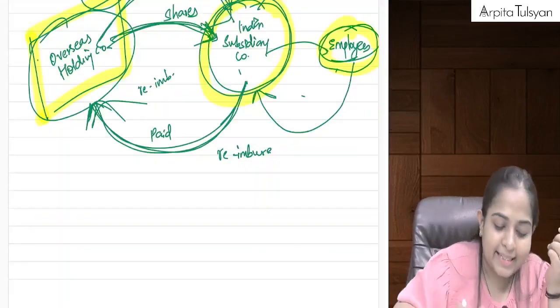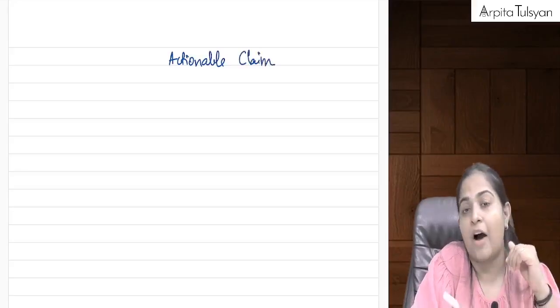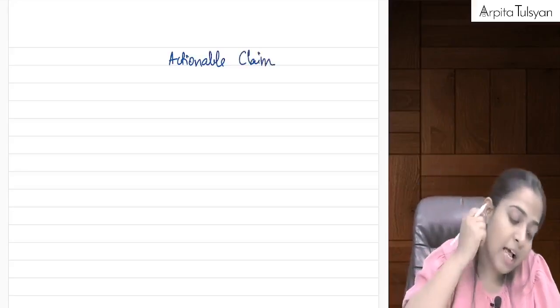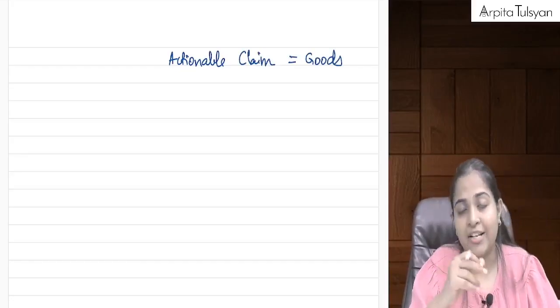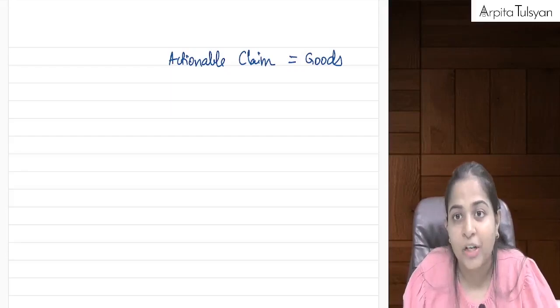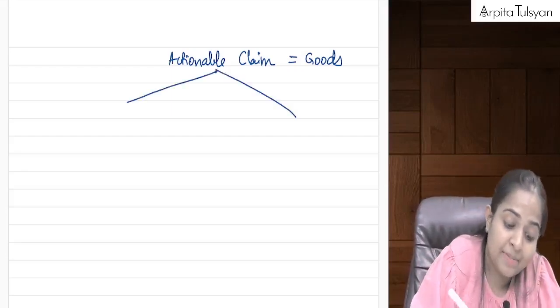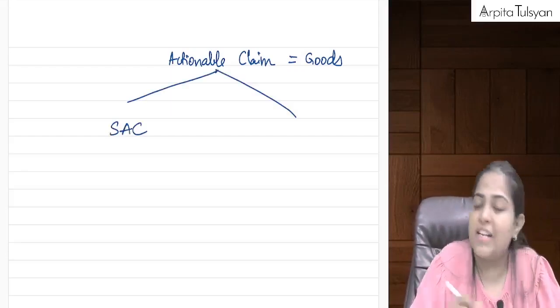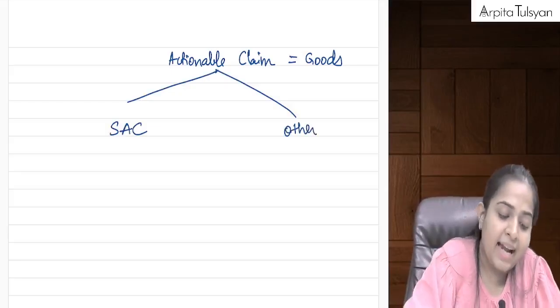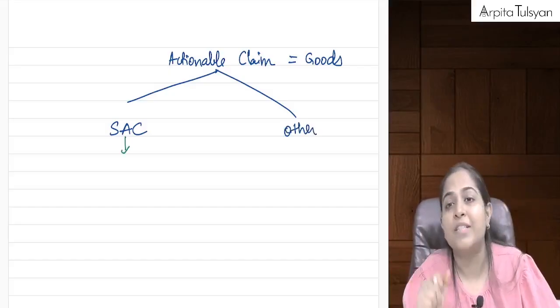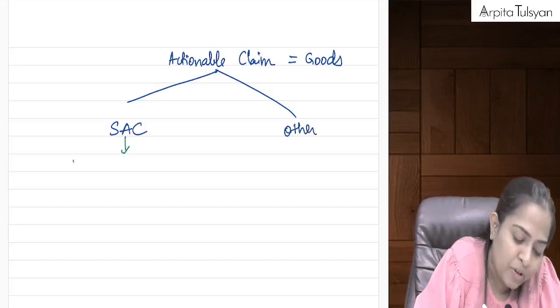Do you recollect that in the last lecture we had studied about actionable claims? Actionable claims are where you can claim the money from the other person after fulfillment of the conditions. An actionable claim was included in the definition of goods. And I had told you there are two types: specified actionable claims and other actionable claims. We had done the 6 specified actionable claims. Do you recollect that?